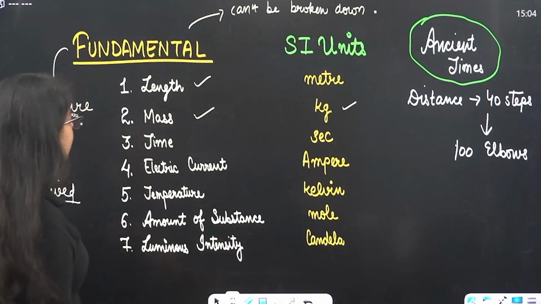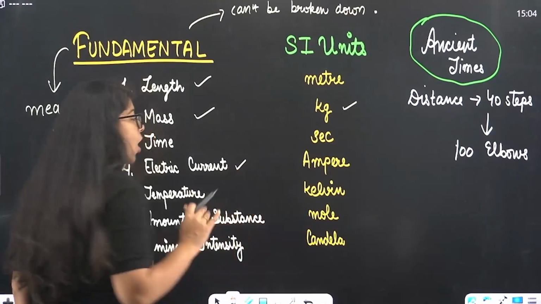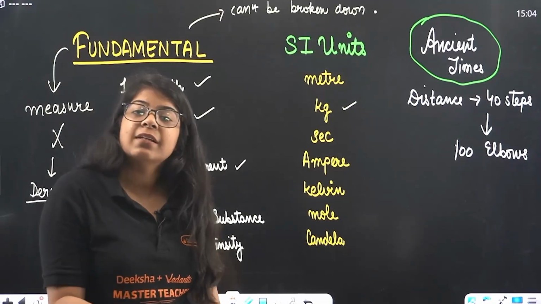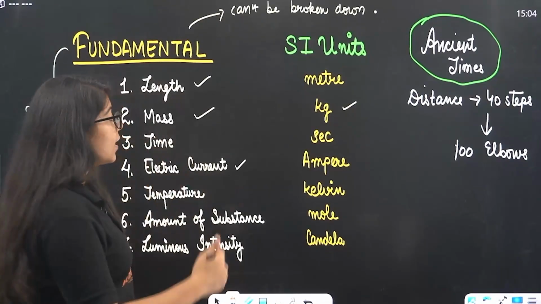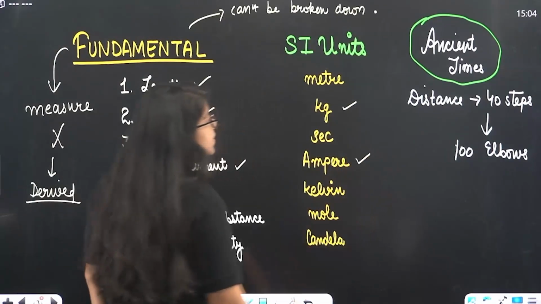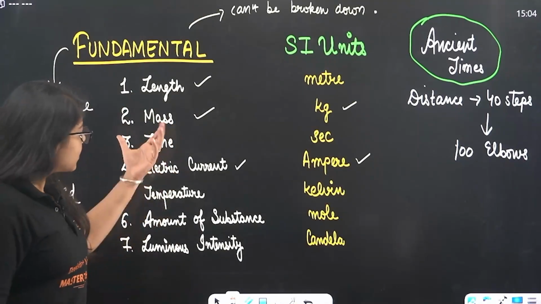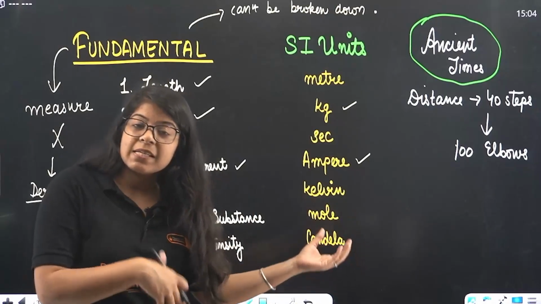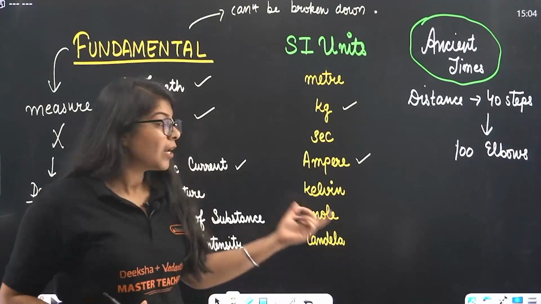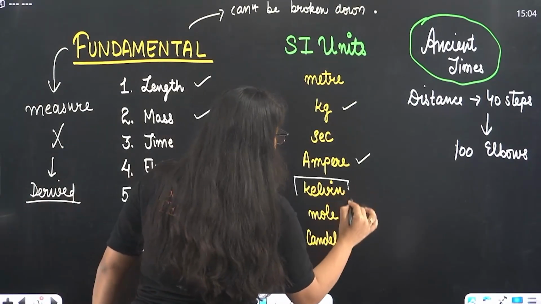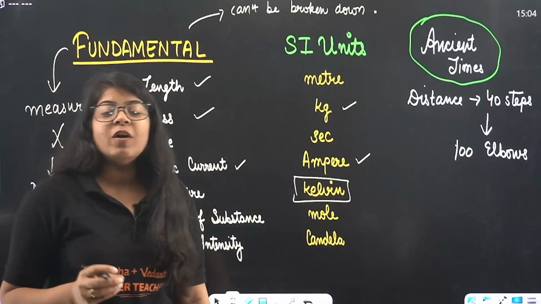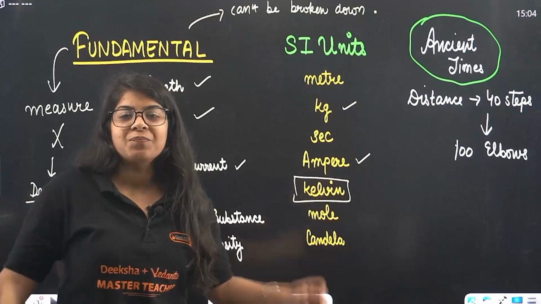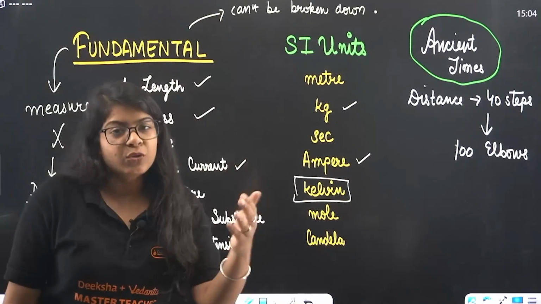Same with electric current, beta. You might not be up to that point, but in the second half of 10th class you will study electric current. You'll see ampere is the SI unit of electric current. Then temperature, we measure with degrees Celsius, Fahrenheit, Kelvin. Kelvin, beta, is used so much in classes 11th and 12th. You will learn this and cram it: whenever you hear Kelvin, it's temperature. Kelvin is the SI unit of temperature.